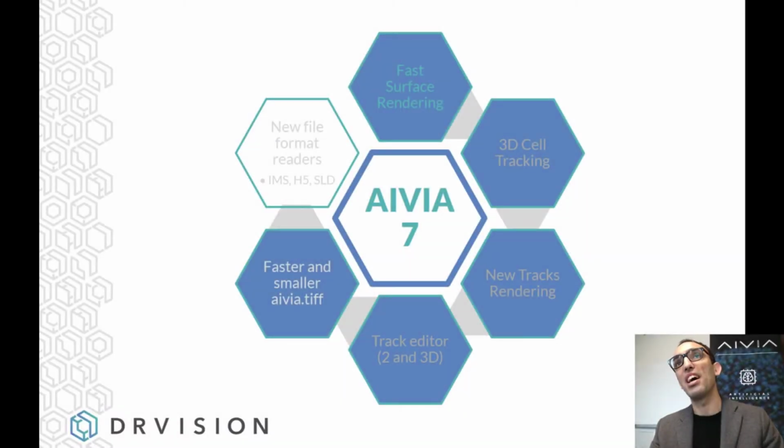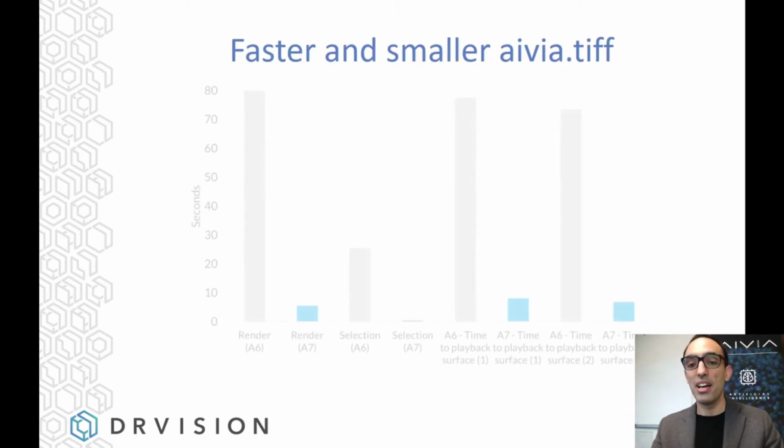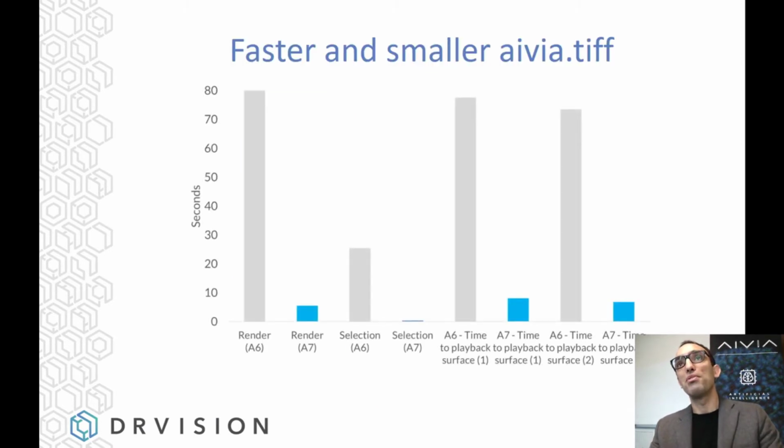I wanted to mention the faster and smaller aivia.tiff file and what that actually means. We did a number of tests with a number of data sets, and these are the averages for the summary for those results. A6 means Avia 6, A7 means Avia 7. We are launching the 7 version today.